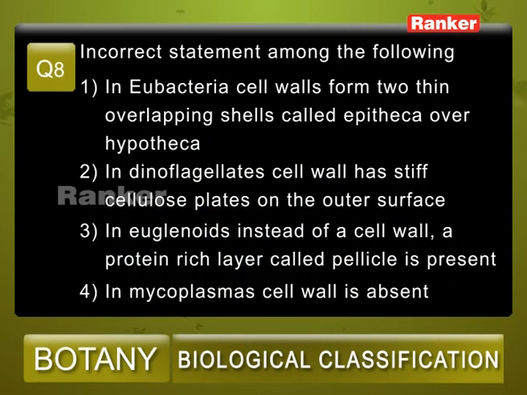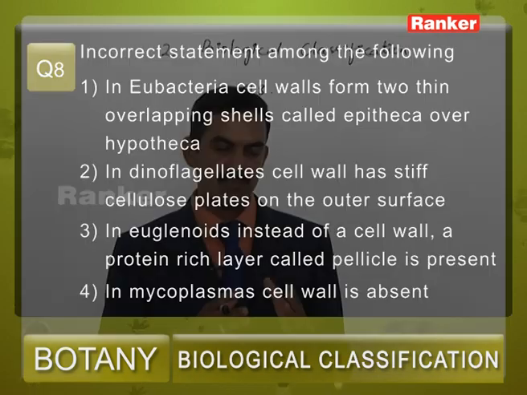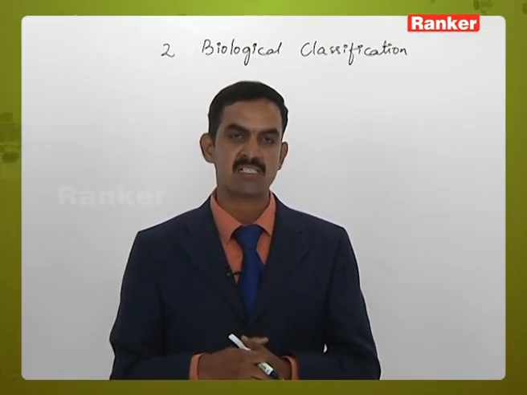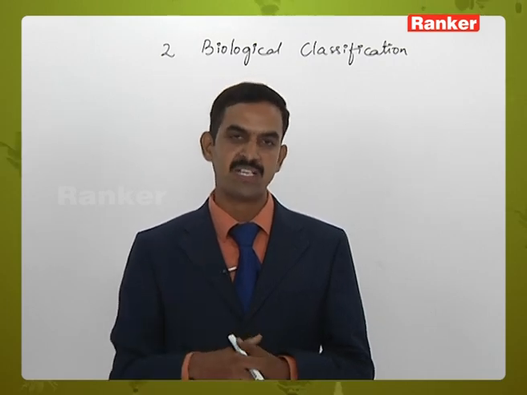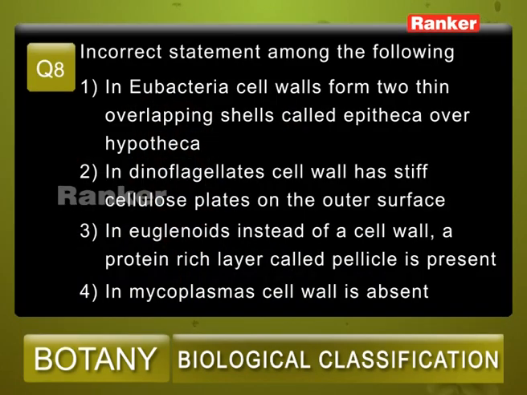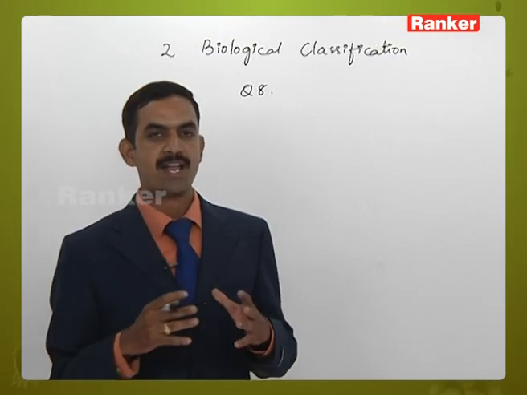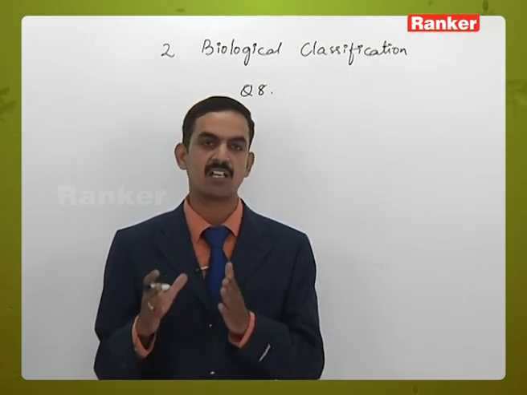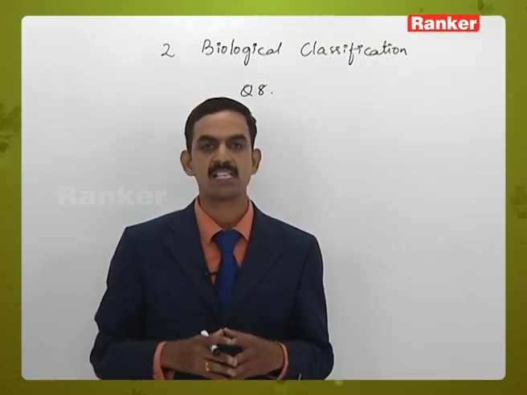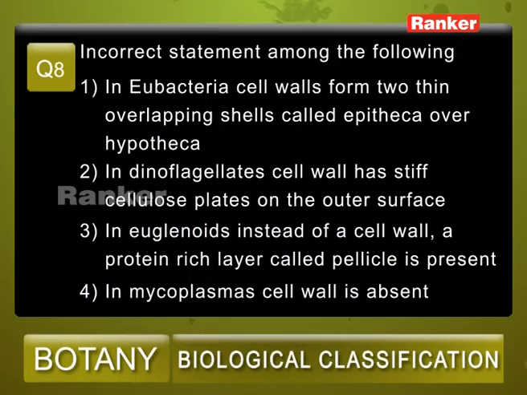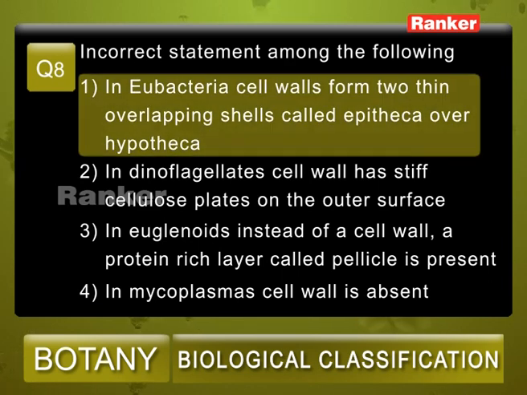so that is correct. In euglenoids, cell wall is absent, but instead of cell wall, a layer of pellicle is present, which is concerned with the protection of the inner structure. So this option is also correct. In mycoplasmas, cell wall is absent. Mycoplasmas are microscopic organisms, or we can say the smallest organisms, where the cell wall is absent. So out of the given options, the incorrect statement is 1. Question number 8, correct answer is 1.